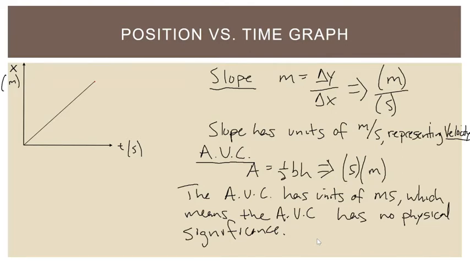So it really isn't that complicated. You know the units for position, velocity, and acceleration. And so if the slope or area under the curve has those units, then it means one of those things. And if it doesn't, it doesn't. And so in this case, the area under the curve has no physical significance. And that's it for position versus time graphs. Let's go ahead and take a look at velocity versus time graphs.